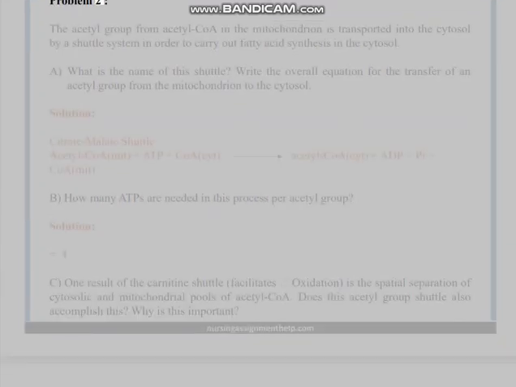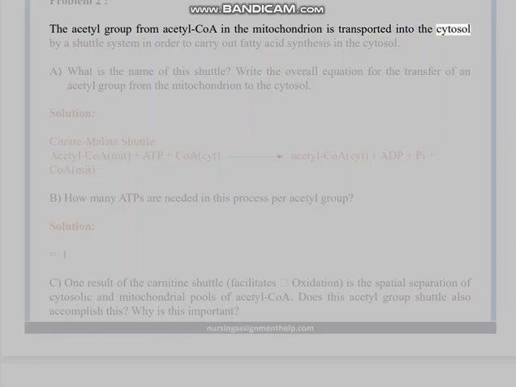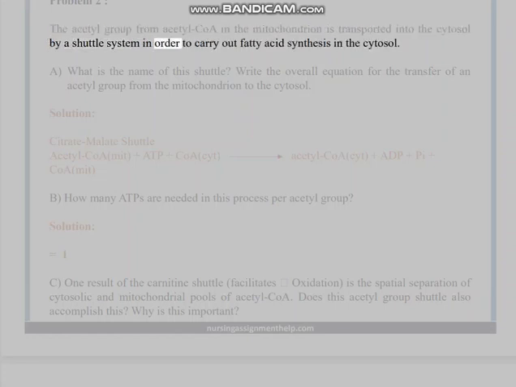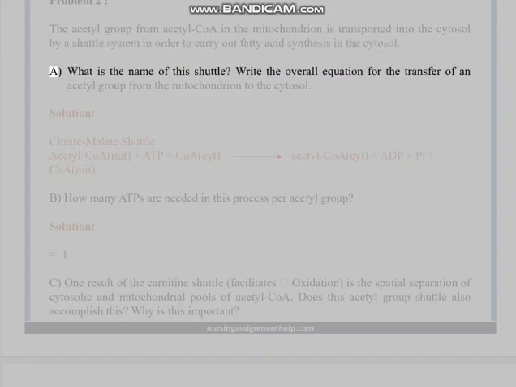Problem 2. The acetyl group from acetyl-CoA in the mitochondrion is transported into the cytosol by a shuttle system in order to carry out fatty acid synthesis in the cytosol. A. What is the name of this shuttle? Write the overall equation for the transfer of an acetyl group from the mitochondrion to the cytosol.